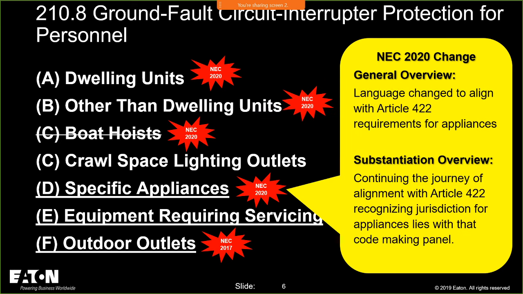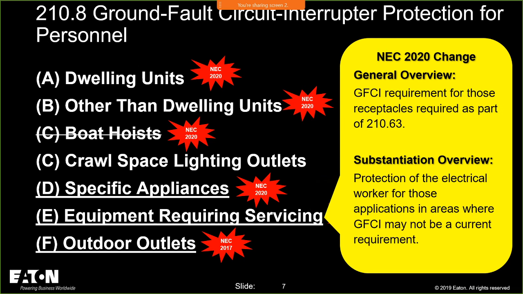Now, in D, specific appliances, we changed the language to align with what was changed in 422. We've got a little struggle going on between Article 422 and Article 210 in Section 210.8. They're sort of stepping on each other's toes a little bit. We need to clean that up. We tried to do some of the cleaning up this time, but the journey of appliances and GFCI protection is continuing. So we added a section in 210.8(D), specific appliances, to try to help clean it up. In my opinion, it's still not done. So you're probably going to see some work in there in the 2023 cycle.